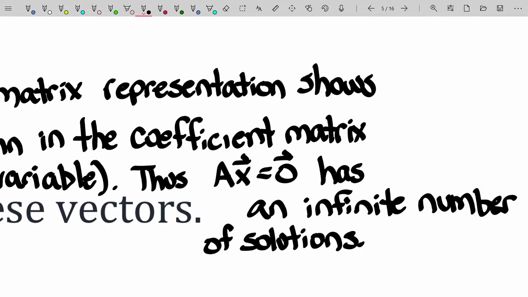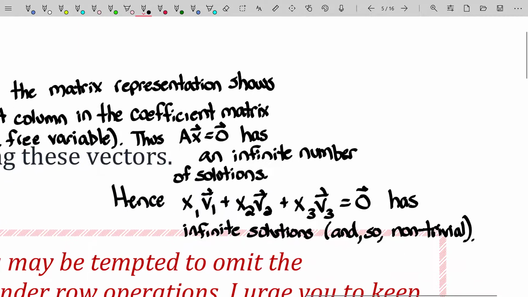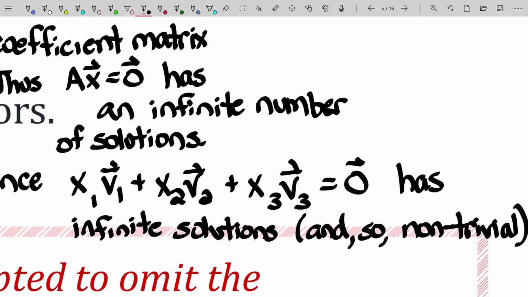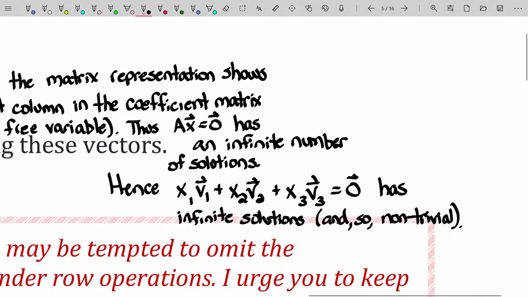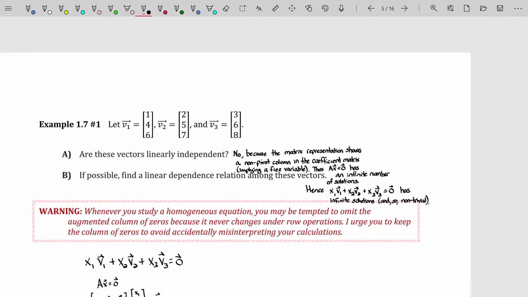Well, we weren't working with AX equals 0 initially. We built that from the linear combination of the vectors v1 through v3. Hence, the vector equation x sub 1 v sub 1 plus x sub 2 v sub 2 plus x sub 3 v sub 3 equals 0 has infinite solutions. And so basically infinite solutions, one of them is the trivial, but the rest are non-trivial solutions. Now, I was pretty wordy with that, but I really want you to get this concept. So that's why I'm taking my time.